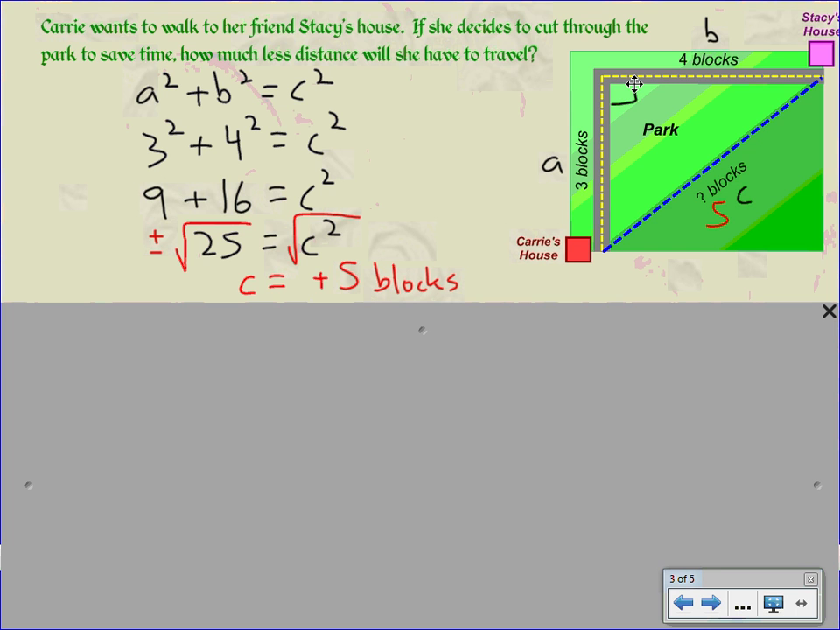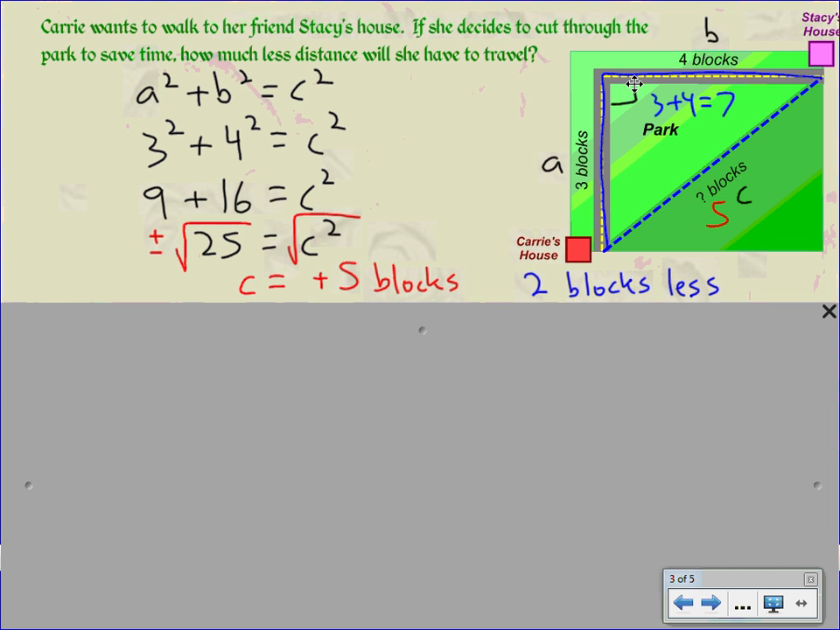Now, I haven't answered the question yet, have I? We found the distance from Carrie's house to Stacy's house through the park. What it's asking, though, is how much less she will have to travel if cutting through the park. Well, if she goes up 3 blocks and over 4 blocks, so she walks along this road here, she would travel a total of 3 plus 4 is 7 blocks. And since cutting through the park is 5, that means it's 2 blocks less. So that would be the answer to our question. 2 blocks less if she cuts through the park.